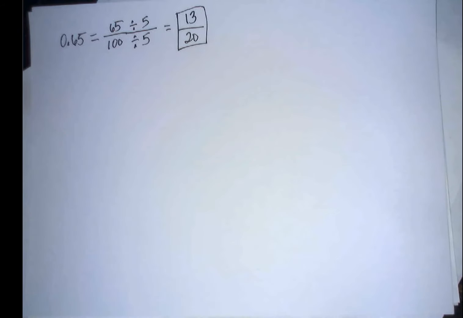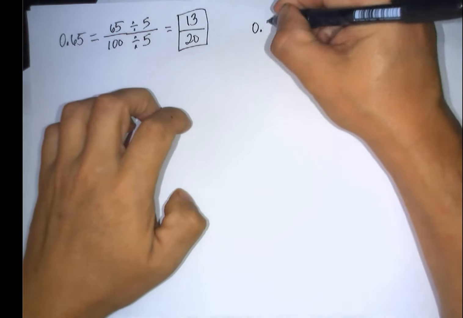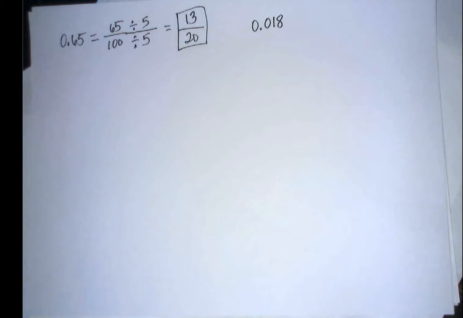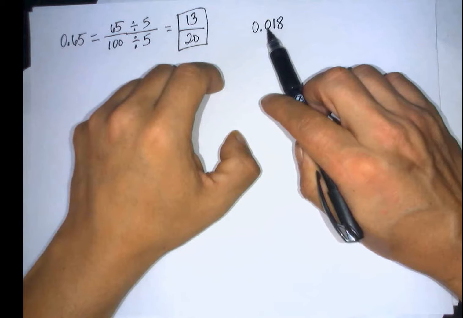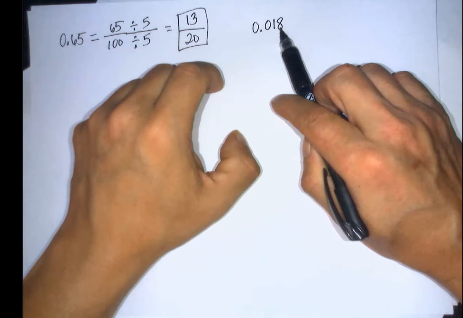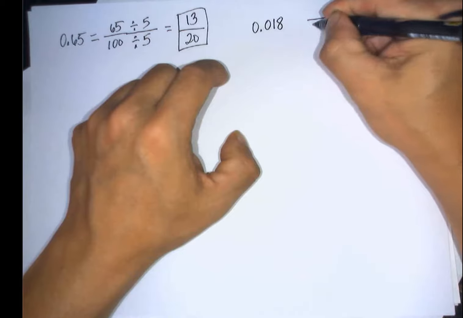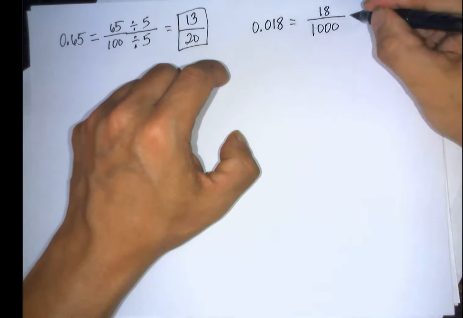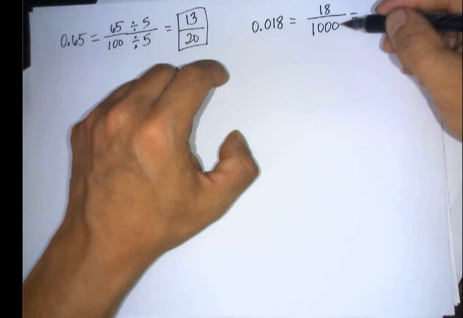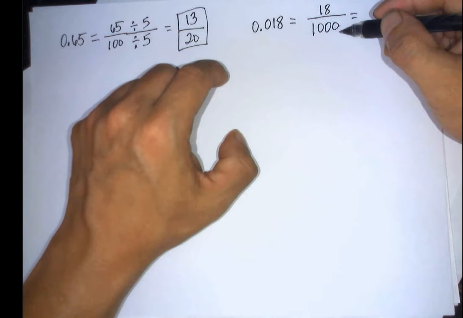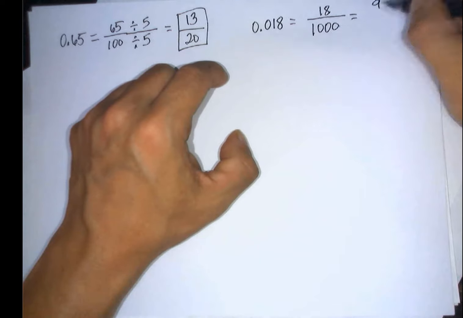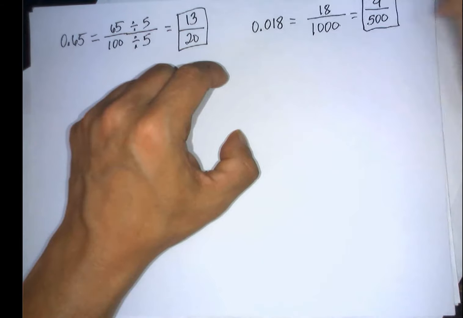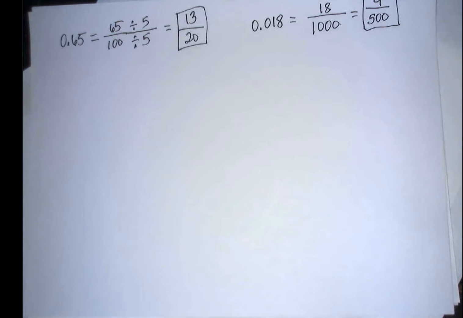Let's try another one. Let's try 0.018. Okay. So this is 18 thousandths. Notice that there's 3 places after the decimal point, so that means there's going to be a 1 and 3 zeros, and then the top is 18. Both of these are even. 1,000 is only divisible by 2 and 5. So if this is only divisible by 2, it's going to be 9 over 500. 9 500ths.